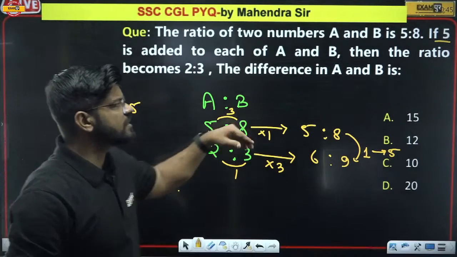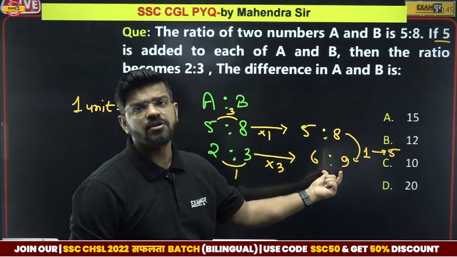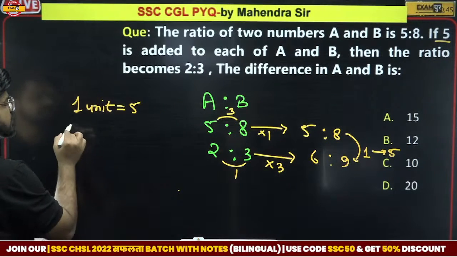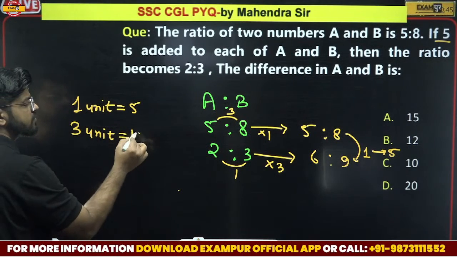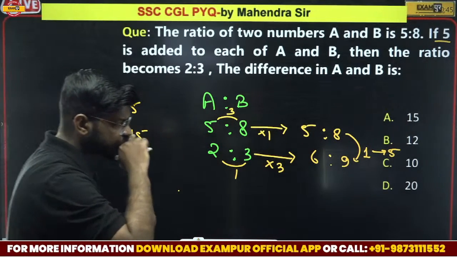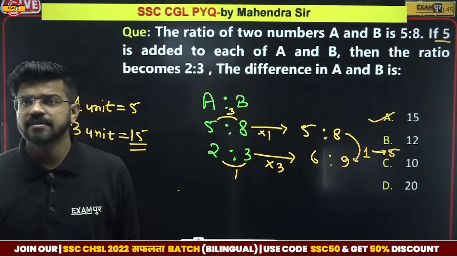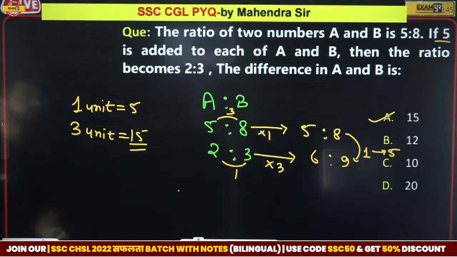Now the question is saying what is the difference between them? So what is the difference? Here is also 3 difference. Difference is same. If the difference is same, you know that 3 units is my difference. So my answer is 15. Option A is my correct answer. Yes Suhan, absolutely correct. 15 is your right answer.